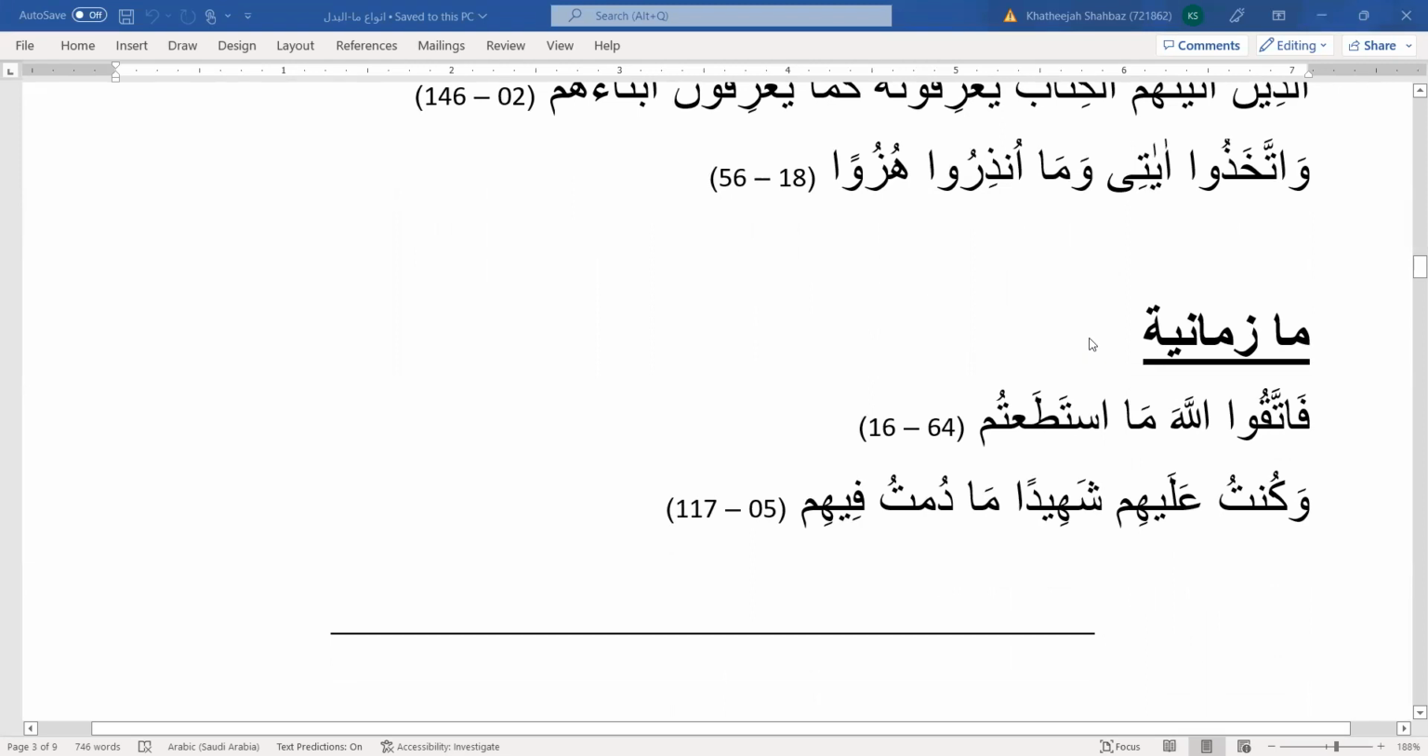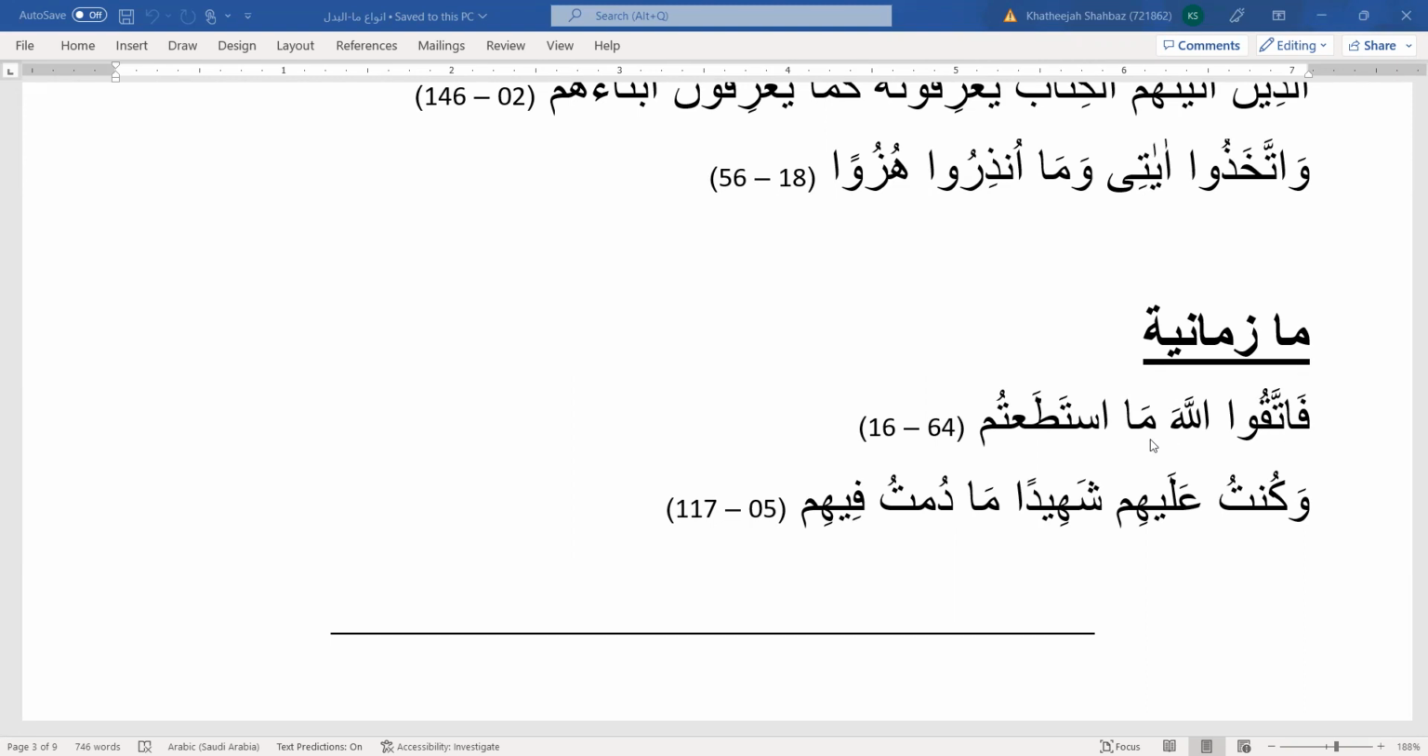Ma zamaniya. This talks about their period of time or quantity, sometimes even quantity. فَاتَّقُوا اللَّهَ مَا اسْتَطَعْتُمْ. You all fear Allah.